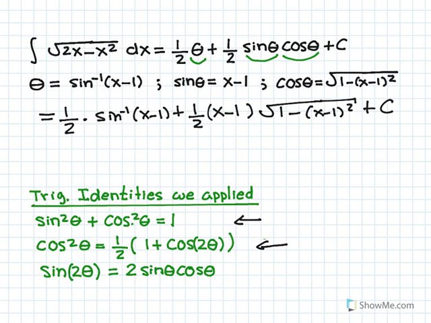And so it's really important to memorize these identities so that you can apply them when a need arises. Here we have sine 2 theta, the last identity we applied. Sine 2 theta is 2 sine theta cos theta, that's a double angle identity.